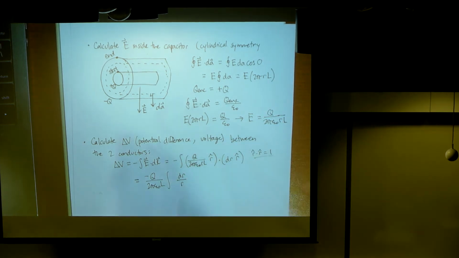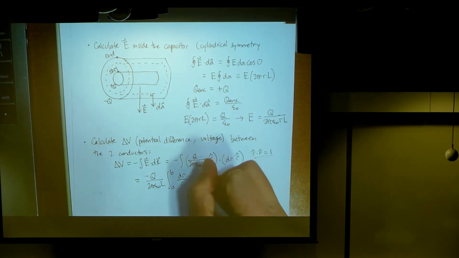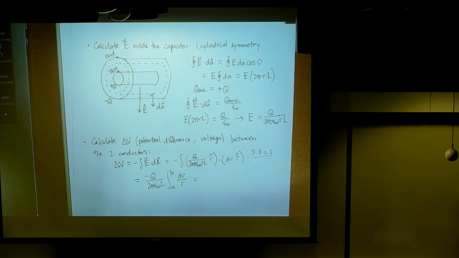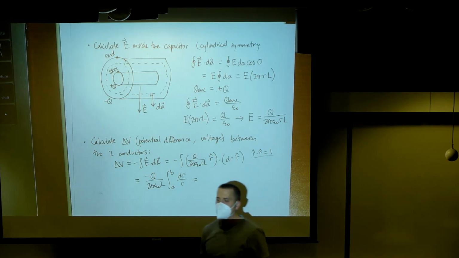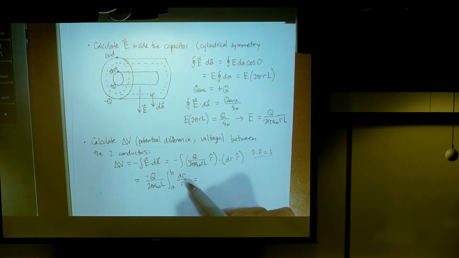Okay, now what are my limits of integration for radius? So remember, we called the inner radius A, so that's where we'll start, and we called the outer radius B. That's just how we're naming things here. So this goes from A to B, correct? Okay? Now what do I get when I integrate 1 over R? Not quite. You're thinking derivatives, maybe. It's a natural log, yeah.